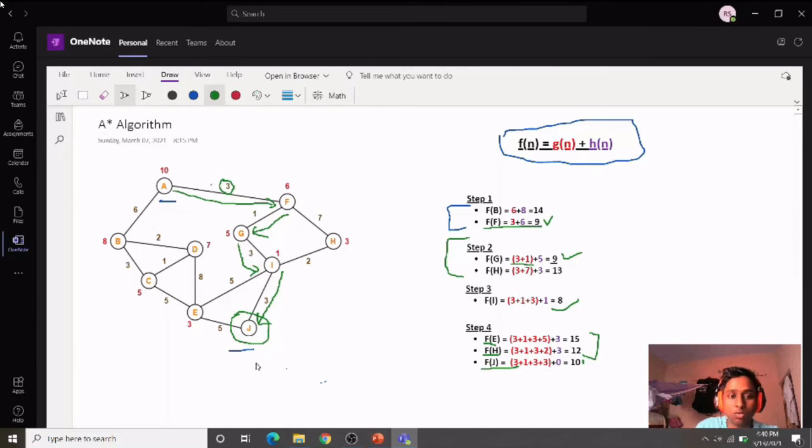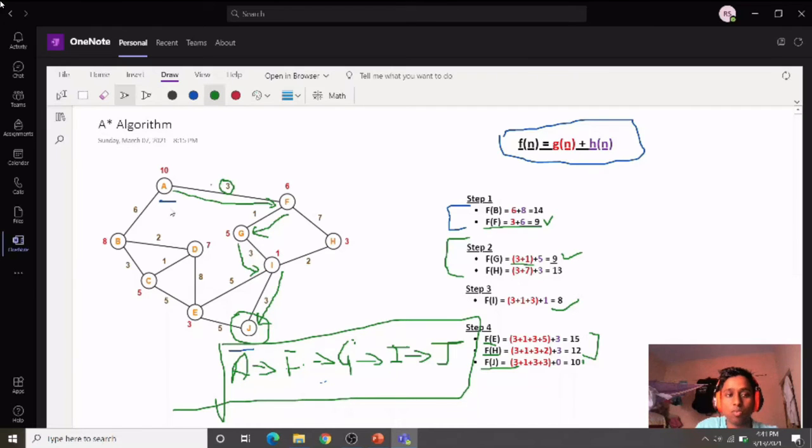So what is our shortest route? We have started from node A, then we move towards the node F, then we move toward the node G. After that we move toward the node I, and from I we move toward the node J. So this is going to be our shortest route from node A to the node J.